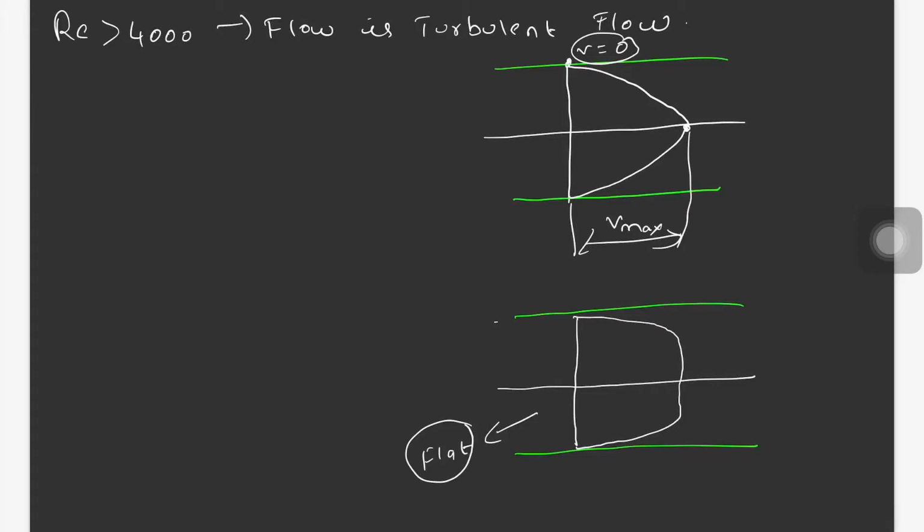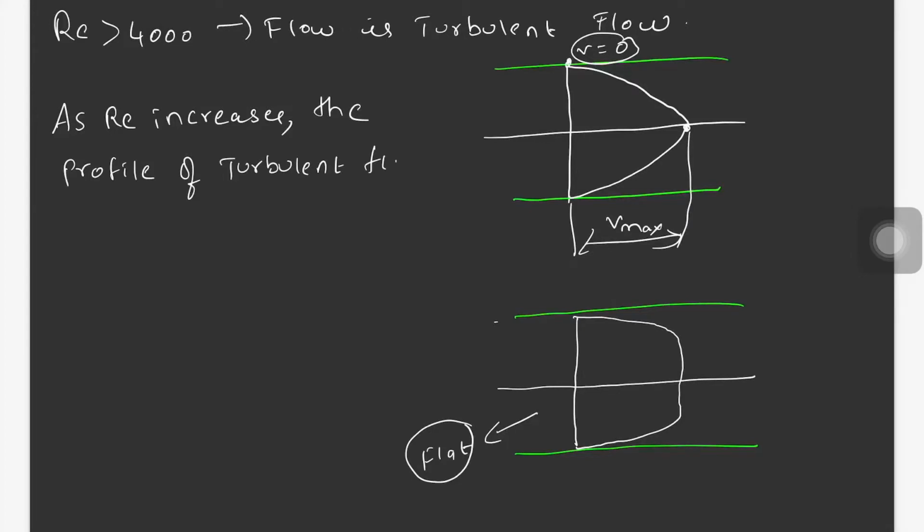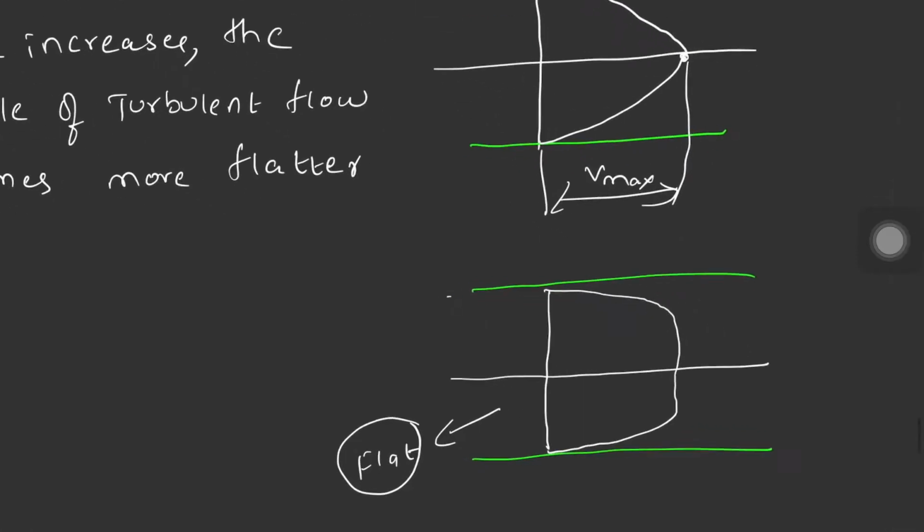Now this profile variation depends on the Reynolds number. As Reynolds number increases, the profile of turbulent flow becomes more flat. Let me take another color to explain to you.